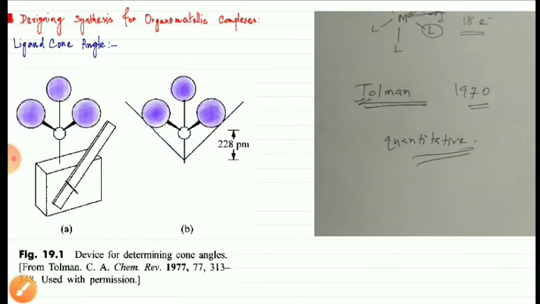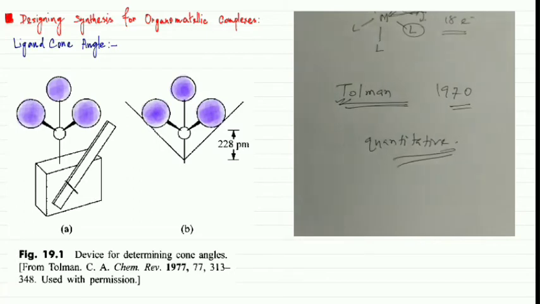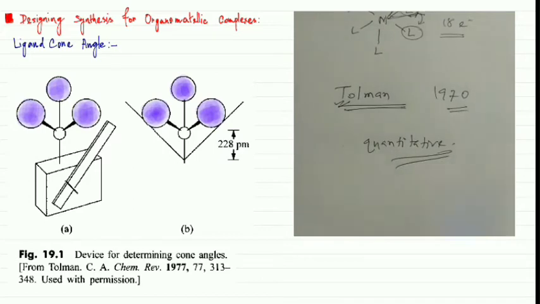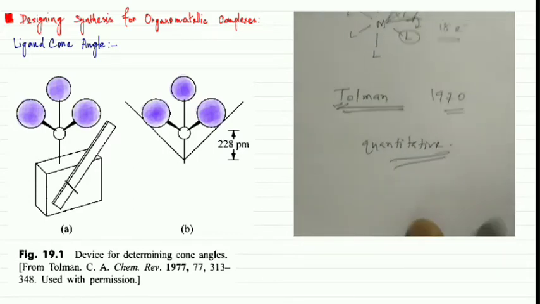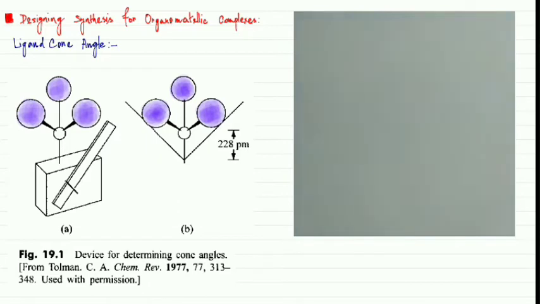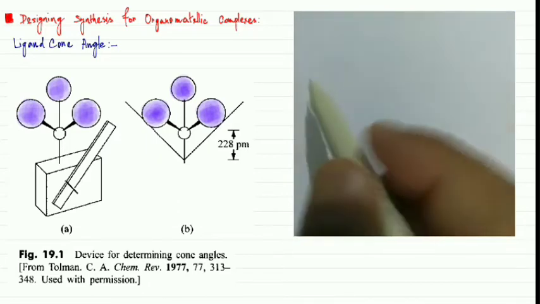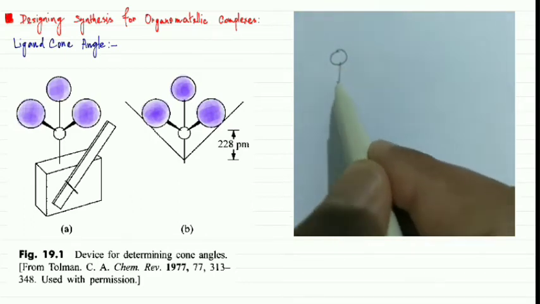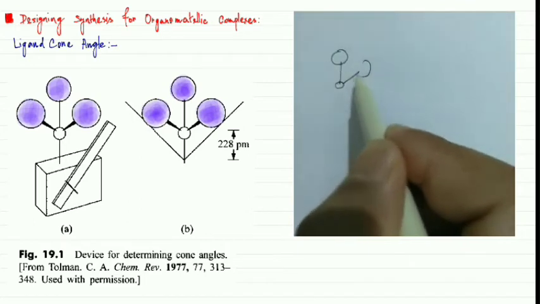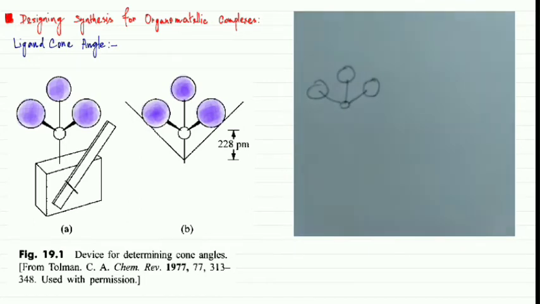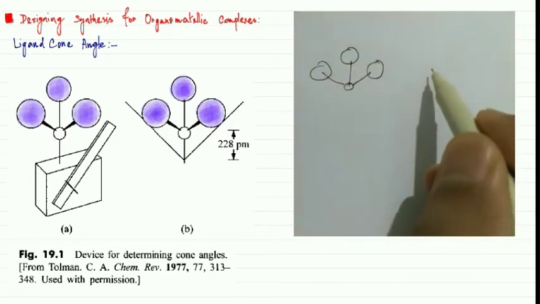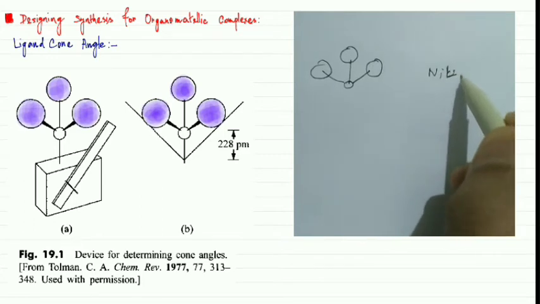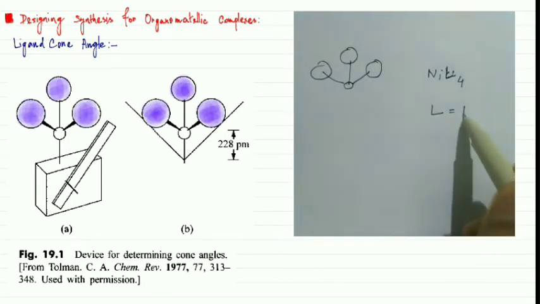So this is his instrument, by using which we can calculate the cone angle. So what he did, let's suppose this is your triphenyl phosphine. Okay, this is phosphorus. There are three phenyl groups. And he used a zero valent complex, let's suppose NiL4. L is what? Phosphine or phosphite.